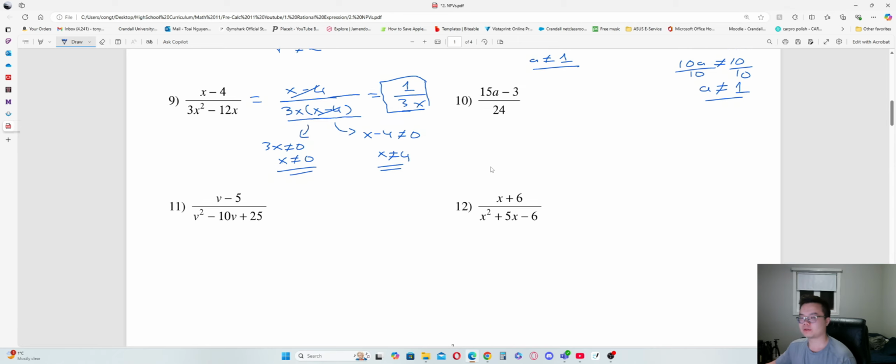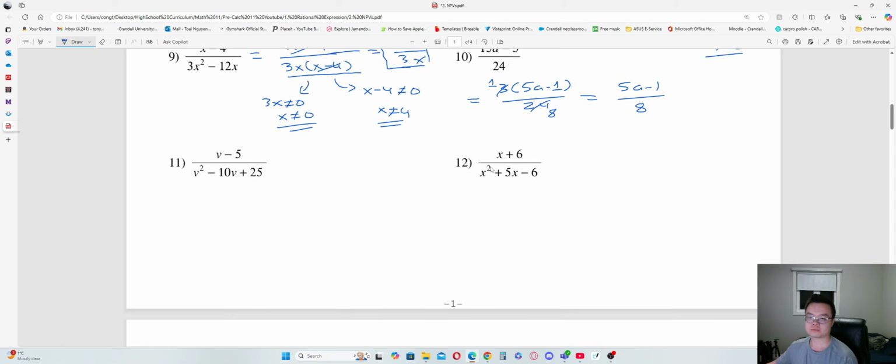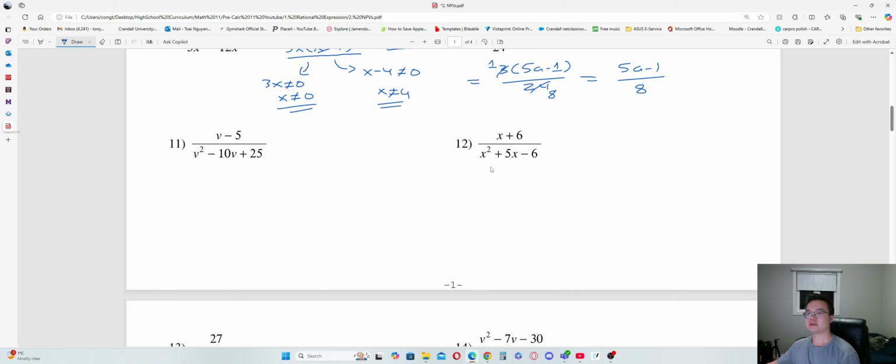Next, we're going to simplify on the numerator by taking 3 out. So I have 3 times 5a minus 1 over 24. 3 and 24 can simplify further. I have 1 and then 8. So I will have 5a minus 1 over 8. Question 11, v minus 5. So they are really simplest on the numerator. I keep the same. But down here, v squared minus 10v plus 25.